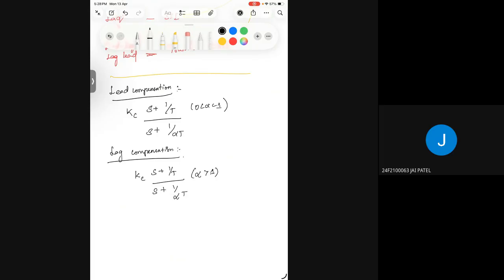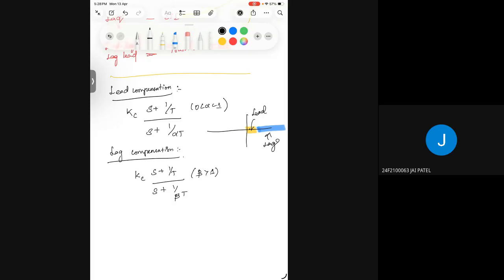It's actually alpha. If your alpha is in between 0 to 1, then it acts like a lead compensator. The same compensator, same system, same controller will act like a lead compensator. If it is greater than 1, it will act like a lag compensator. But to avoid ambiguity, we are using different variables here. Instead of alpha, I am putting beta, but both are the same. Please remember this.